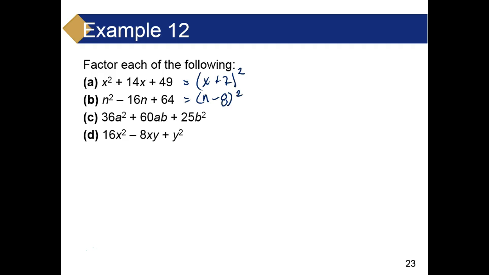Yeah, positive 64. 8 times 8 is 64. Okay, in the middle, no, it's these two. n times negative 8 is negative 8n. Double that is negative. Yeah, you're not squaring it, you're doubling it. Minus 16n. Yeah.